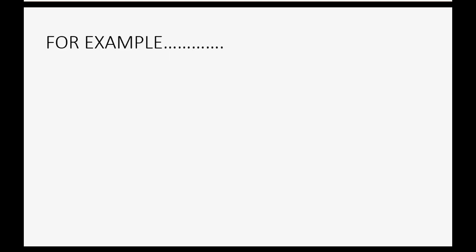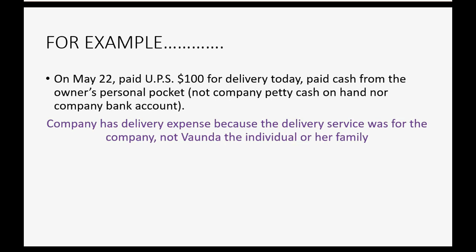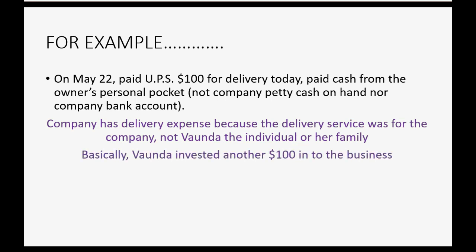For example, let's imagine on May 22nd, we paid UPS $100 for a delivery today. The owner paid cash from the owner's personal pocket, not company petty cash or company bank cash on hand or company bank account. The owner's personal pocket paid a business delivery for Vonda's business. The company itself has delivery expense, because the delivery service was for the company, not for Vonda the individual or her family. Basically, it means Vonda invested another $100 into the business.